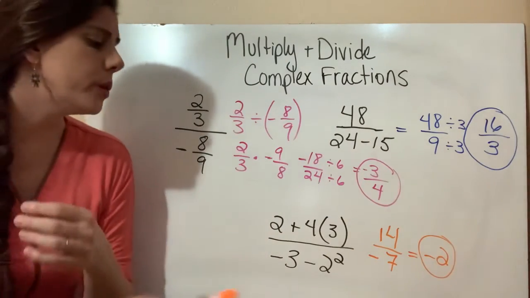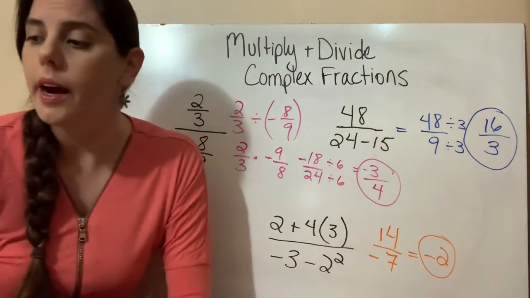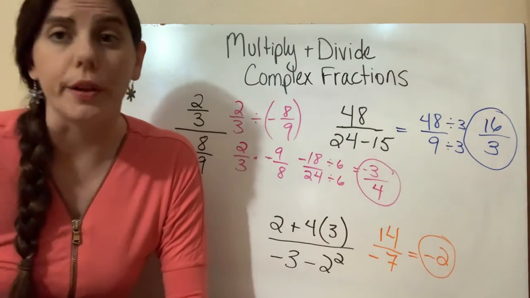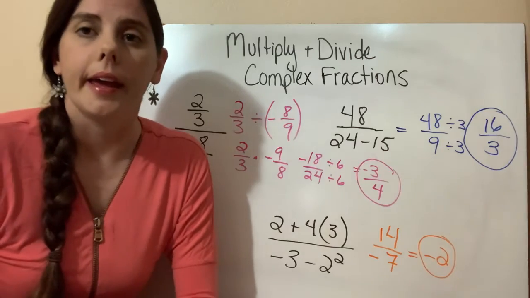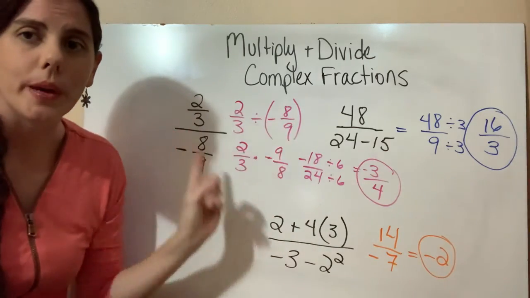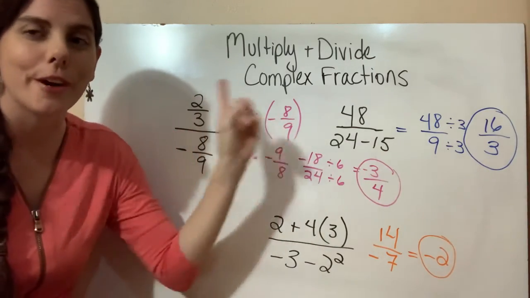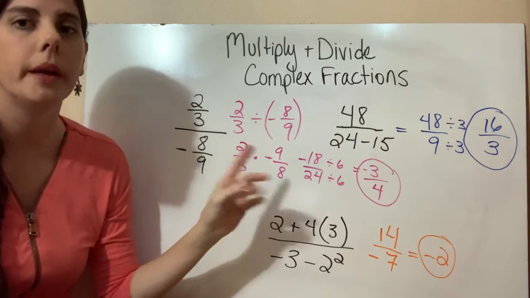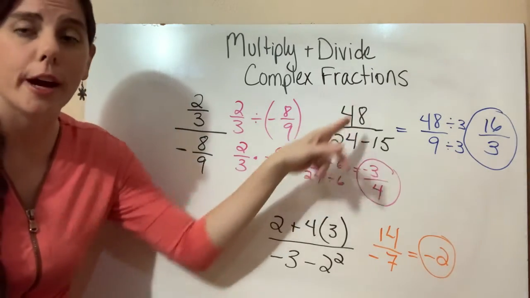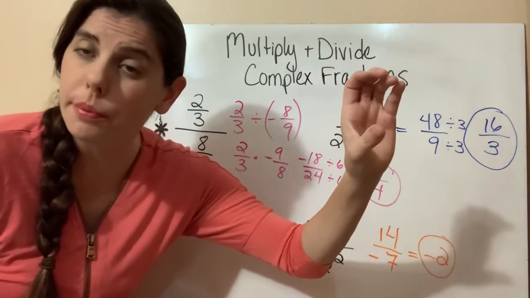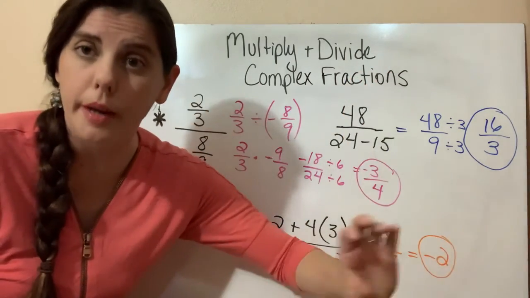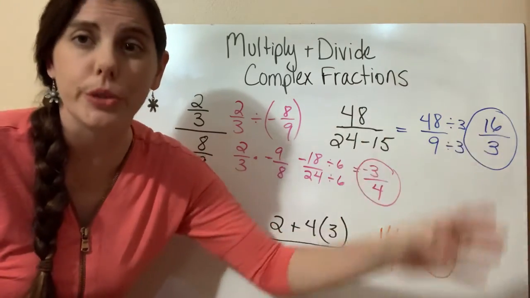So these are just a few examples of the problems you'll see in section 4.3 with the complex fractions. And again, making sure that we don't get freaked out when we see fractions and fractions. This is really just a division problem. And then for our complex fractions where there's multiple operations going on, treat the top as its own problem, treat the bottom as its own problem, and then reduce at the end.